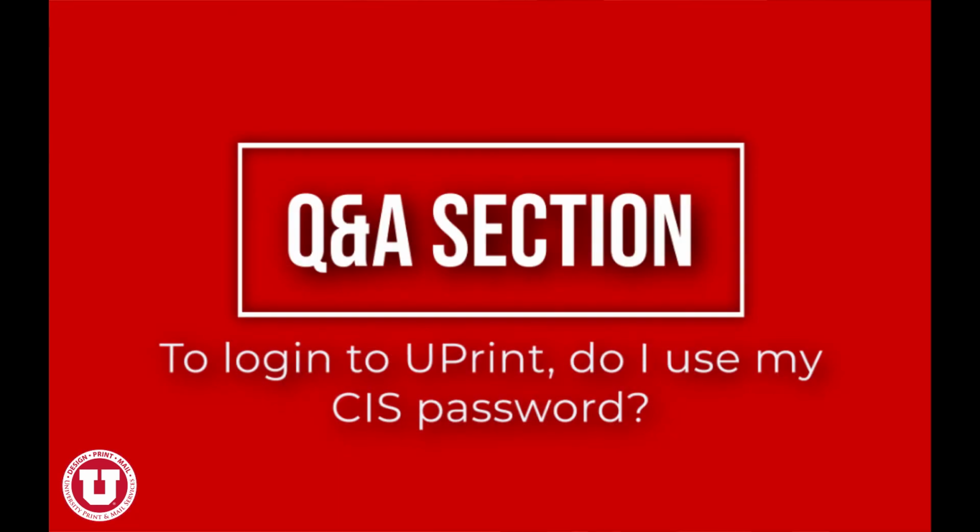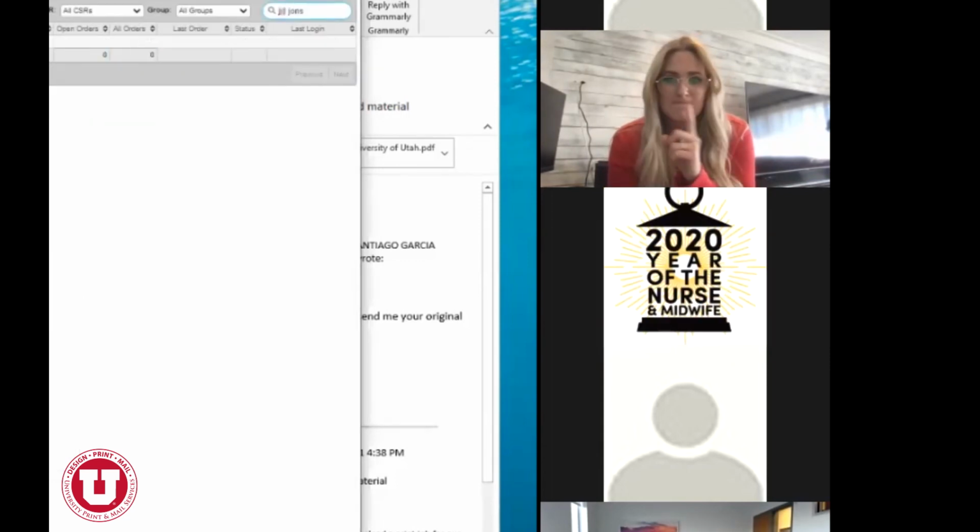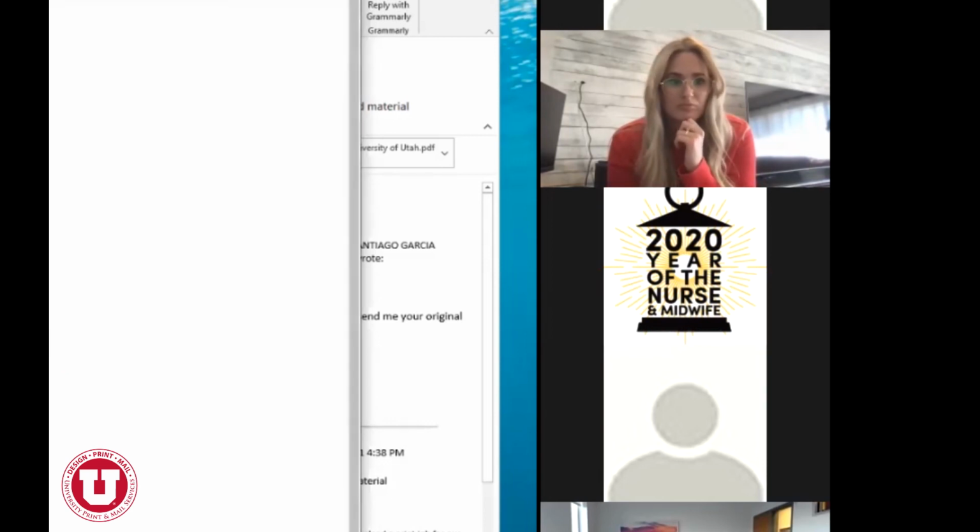How do you establish a UPrint account? I'm trying to sign in with my UID, but it's not letting me in and there isn't a sign up option. Is it the usual CIS login information? No, so when we created all the accounts at the beginning, the password was 1234. So I'm just going to reset yours really quickly while I have you here.